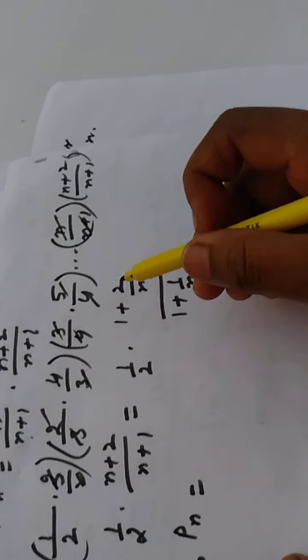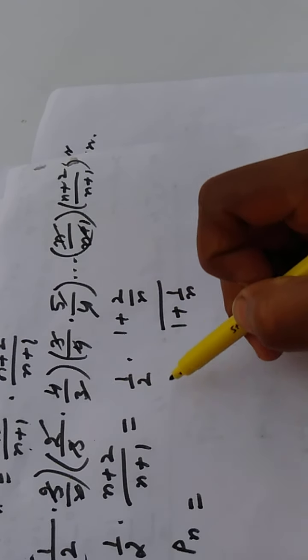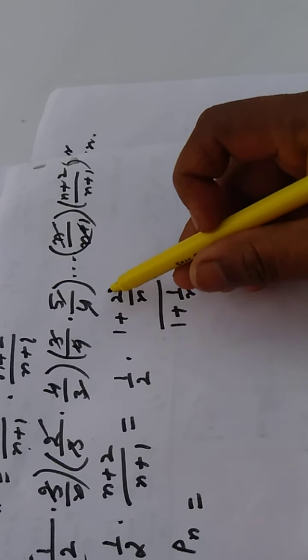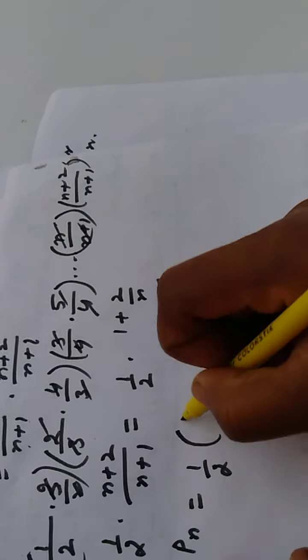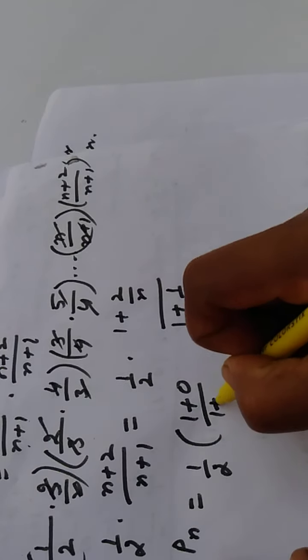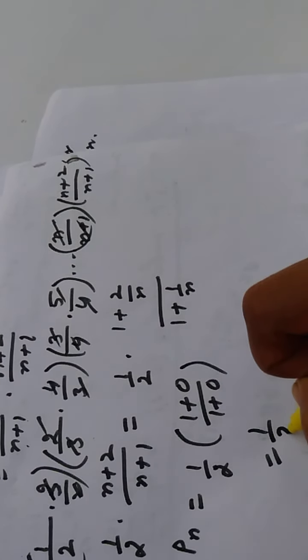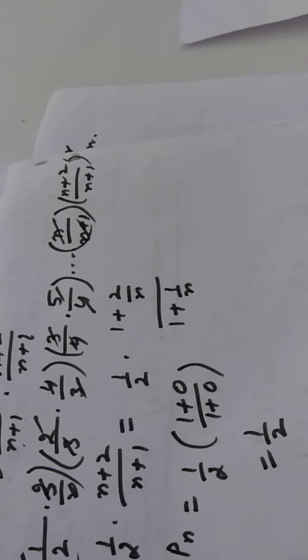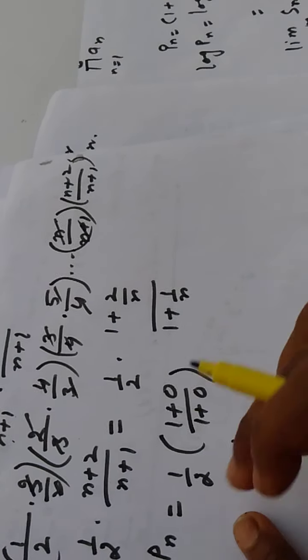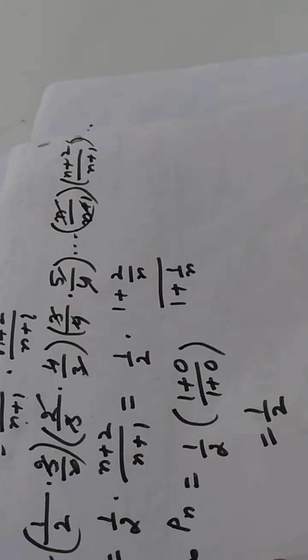When we put the limit as n approaches infinity, 2 by n is 0 and 1 by n is 0, and it will be 1 by 2 into (1 plus 0) upon (1 plus 0), which is 1 by 2. So the limit as n approaches infinity of Pn is finite, and therefore the product, which was given as (1 minus 1 by 2 square)(1 minus 1 by 3 square)(1 minus 1 by 4 square), is convergent.